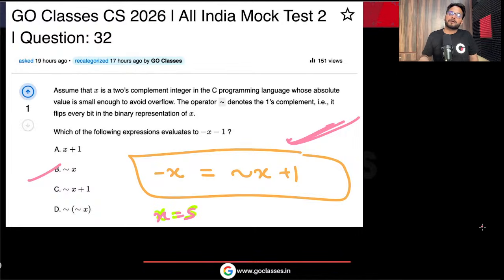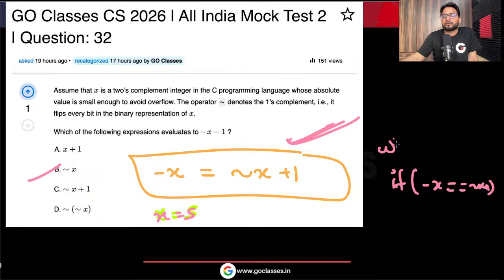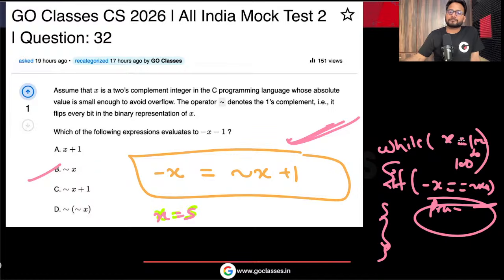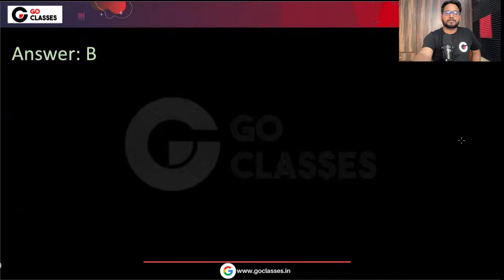Interesting question, isn't it? Simple question. You should just know that minus x is the 1's complement plus 1, and this is actually true. You can even write a C program with a condition: if minus x equals tilde of x plus 1, and then you can run a while loop with x from minus 100 to plus 100. It will just print true for everything, because it is actually true for every number. Positive, negative doesn't matter. Great. Now, yeah, B is the answer here.